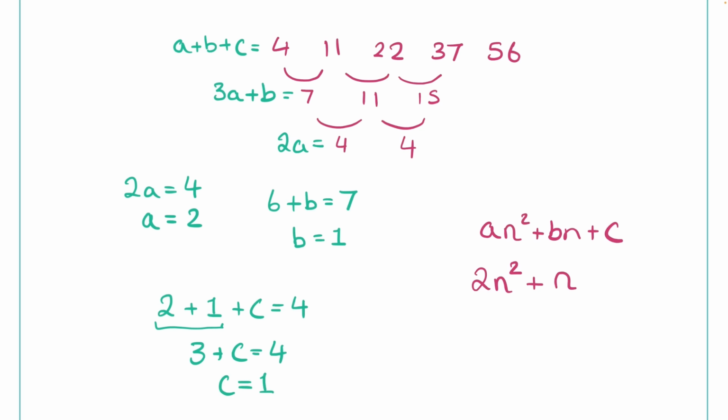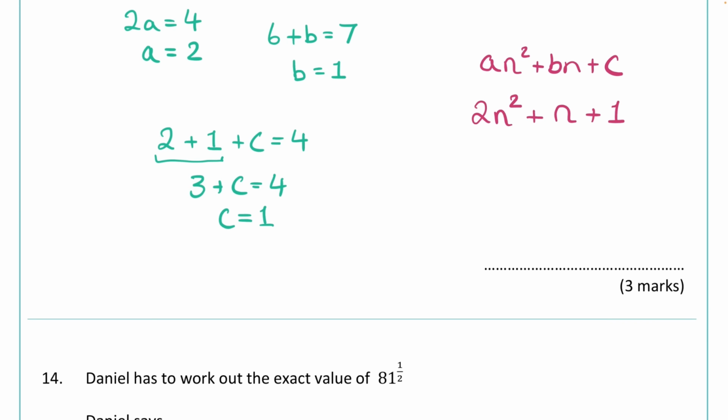So there we go, our value of c is 1. We do put the number 1 for that, and there we go, there is our quadratic nth term. So 2n squared plus n plus 1, and there we go. So that's our final answer. We put that on our dotted line, so 2n squared plus n plus 1, and there we go.